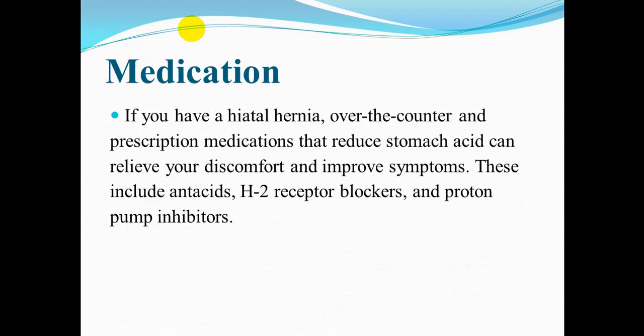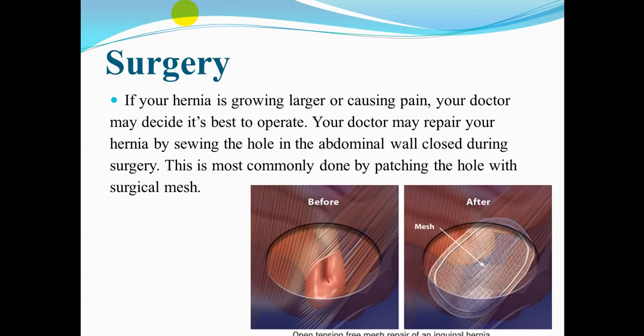Medication. If you have a hiatal hernia, over-the-counter and prescription medication that reduce stomach acid can relieve your discomfort and improve symptoms. This includes antacids, H2 receptor blockers and proton pump inhibitors, which all reduce the acid.